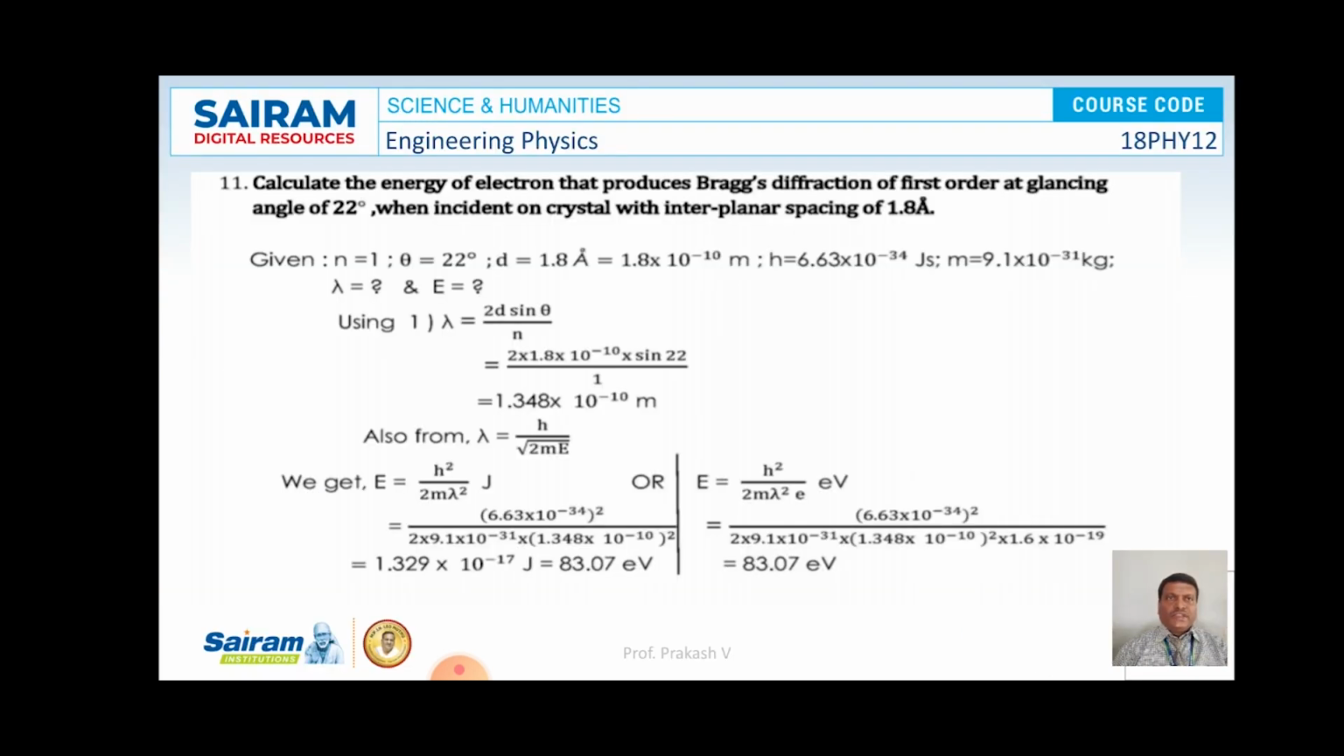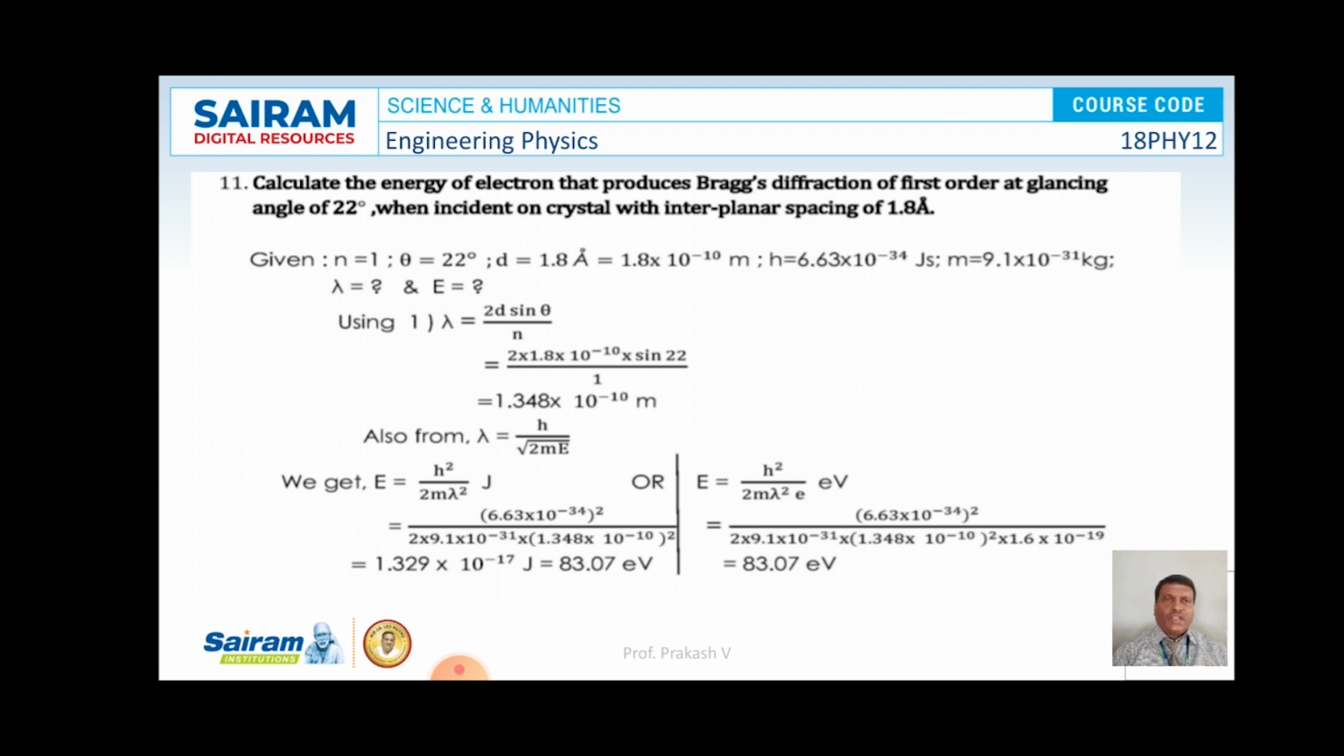Calculate the energy of an electron that produces Bragg's diffraction of first order at a glancing angle of 22 degrees when incident on a crystal with interplanar spacing of 1.8 angstrom. So here the value of n is given as 1, theta is 22 degrees, and interplanar distance d is 1.8 angstrom. Planck's constant is 6.63 x 10^-34 joule second and mass of the electron is 9.1 x 10^-31 kg. And here, what is the value of lambda and energy E?